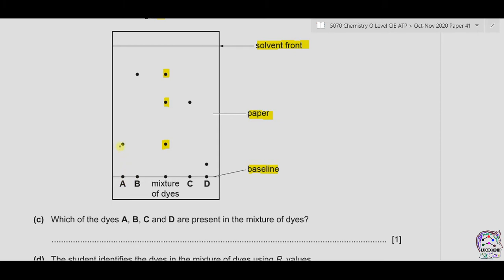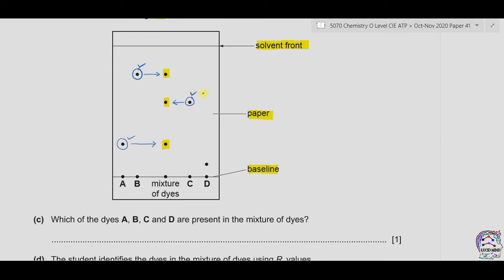Let's look at A. For A we have this spot, and we can see that this spot is at the same level as compared to the mixture of dyes spot. So A is present in the mixture of dyes. For B we can see that this is the spot and this is also at the same height as compared to the mixture of dyes. So B is also present. For C we can see that the spot is this one, which is also at the same height as compared to one of the mixture of dyes spots.